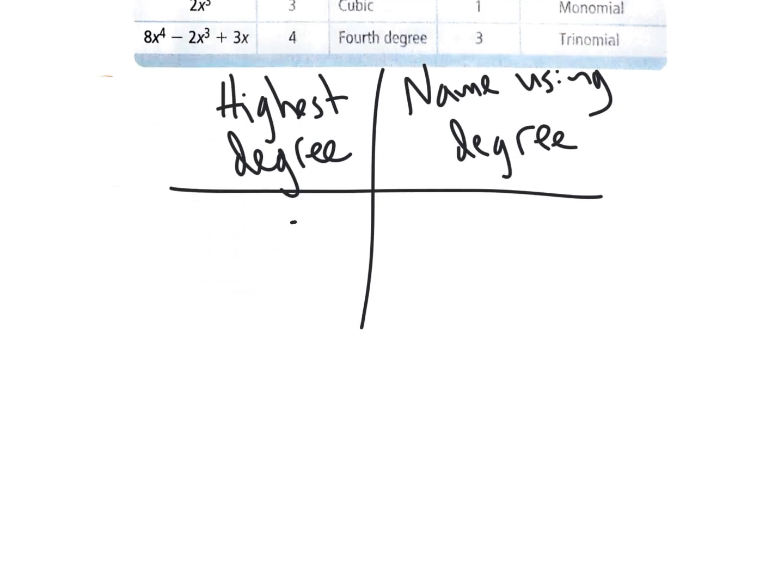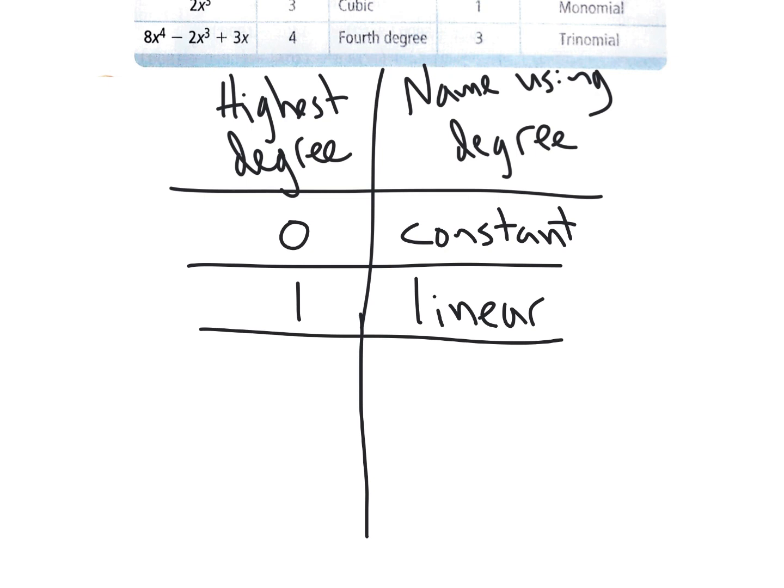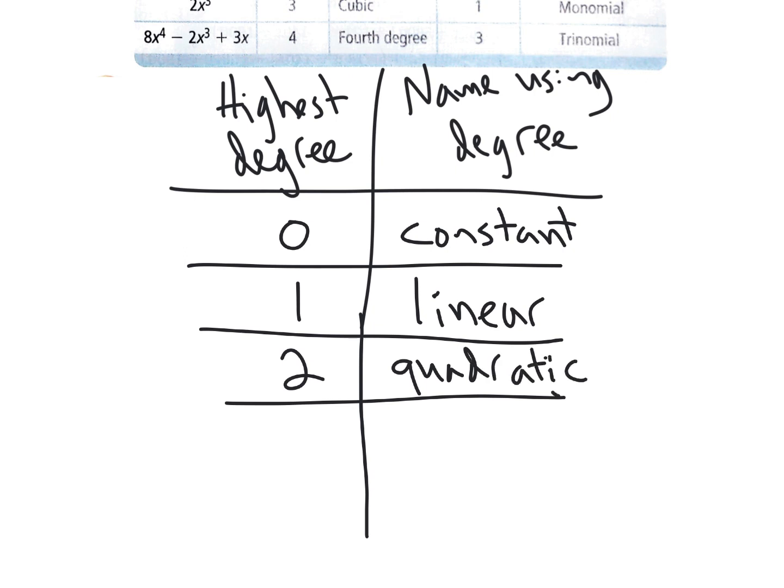If the highest degree is 0, that would mean we just have a constant, so we'll just call that a constant. If the highest degree is 1, that's linear. Like we've talked about linear equations, y equals 5x or something like that is a linear equation. It makes a straight line. If the highest degree is 2, that's called a quadratic. We'll be talking about quadratic equations, which look like either a U shape or an upside down U. They're called a parabola.